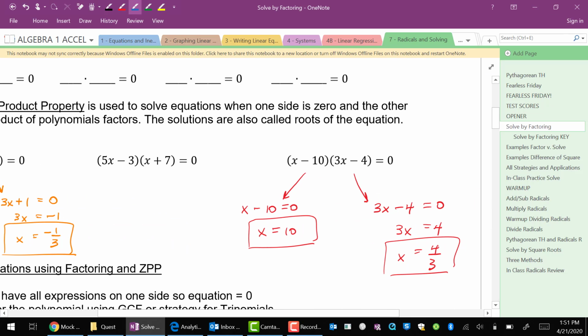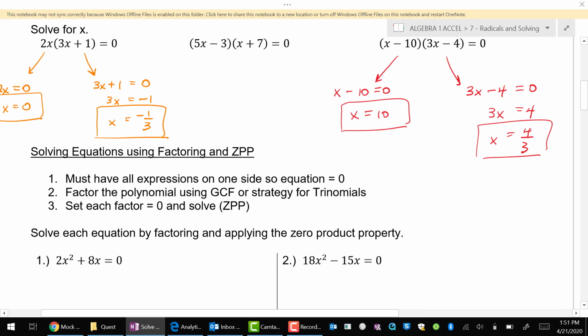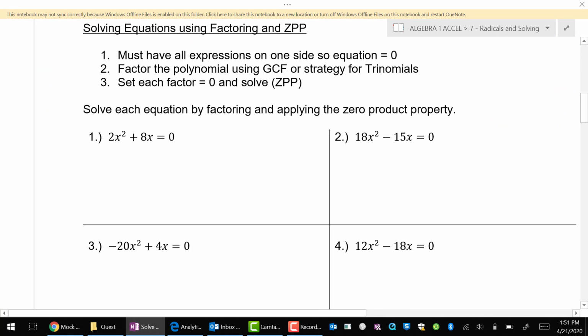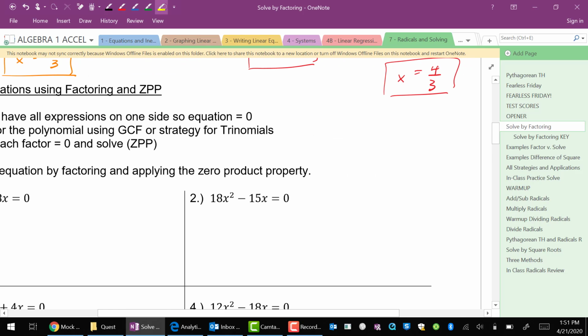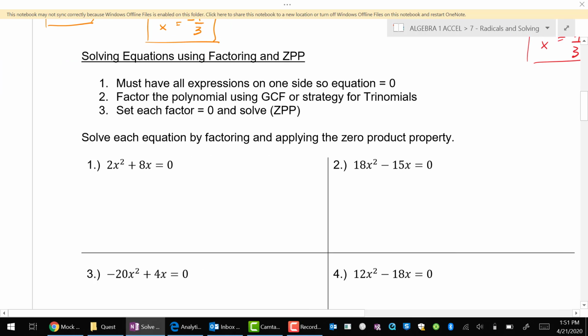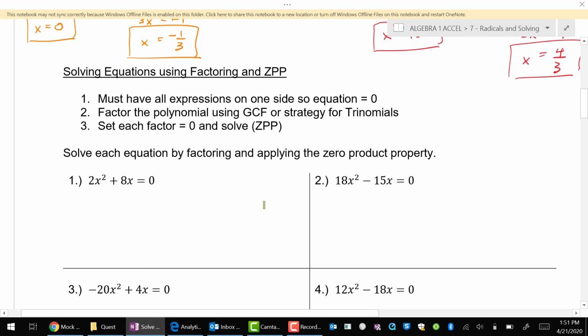Let's take a look at some that are a little bit more complicated because they haven't quite yet been factored for us. And one other rule just to know here is that before we start diving into using this Zero Product property and factoring, make sure first that all expressions are on one side so that the equation itself is equal to 0. We want to set one side equal to 0 in order to use this step. And then we'll factor, and then we'll apply the Zero Product property.